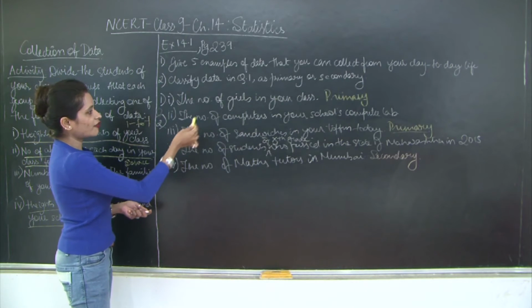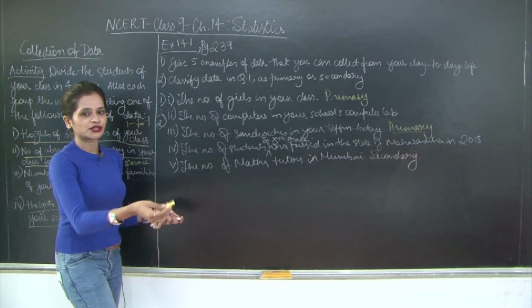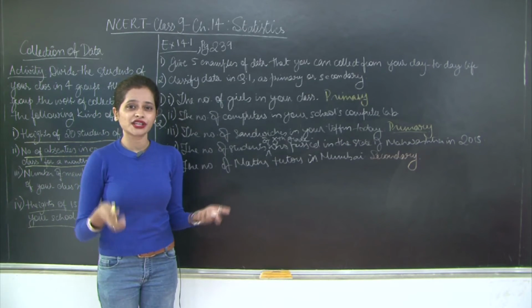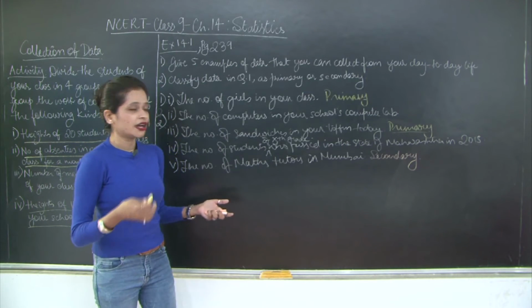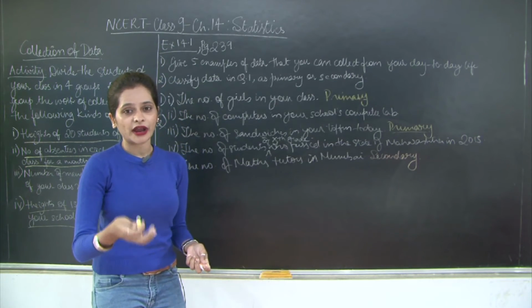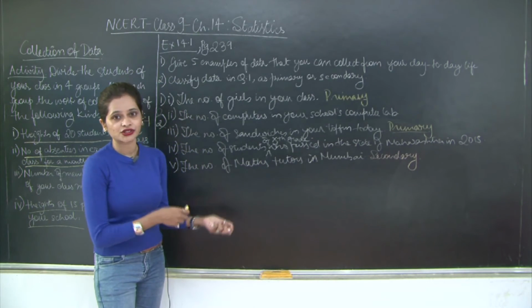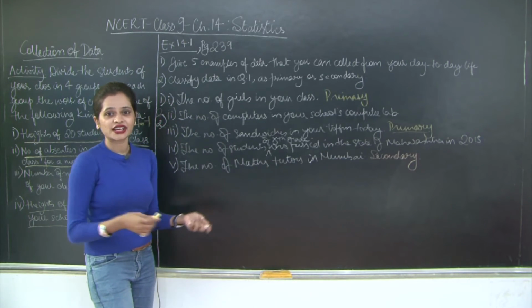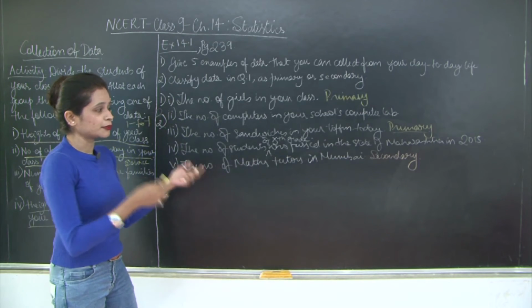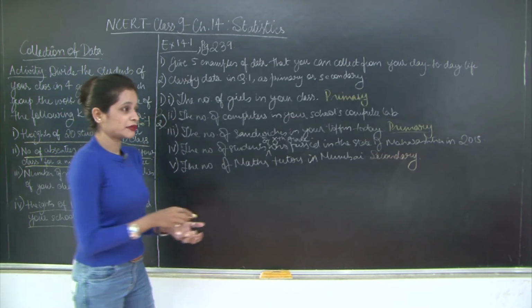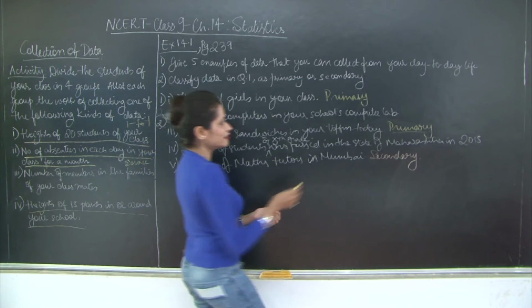Okay, the number of computers in your school's computer lab. Again, you just have to go in the computer lab. There's usually just one computer lab in the school. If you're in the primary section, you can go to the primary section's lab, or if you're in the secondary section, you can go to the computer lab of the secondary section and just count the number of computers in the lab. There are a minimum of like 15 to 20, not more than that, I'm assuming. So this is going to be again primary.